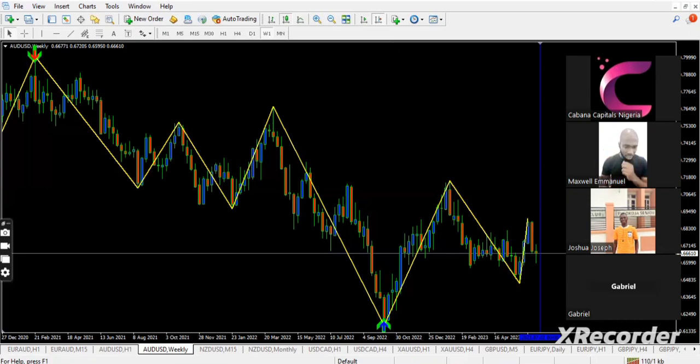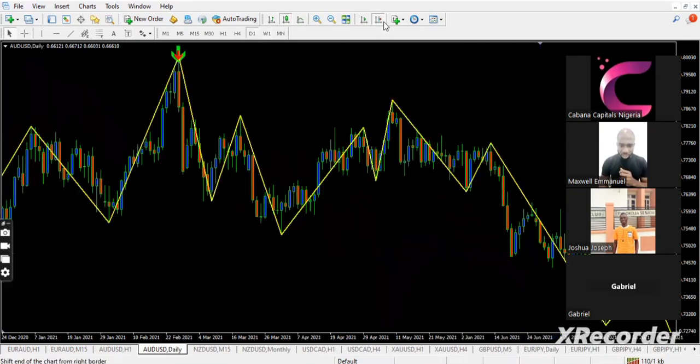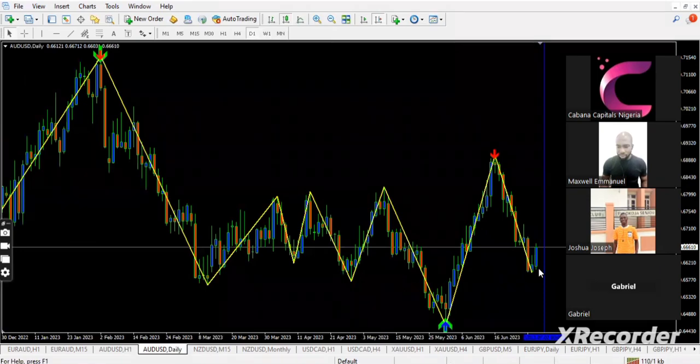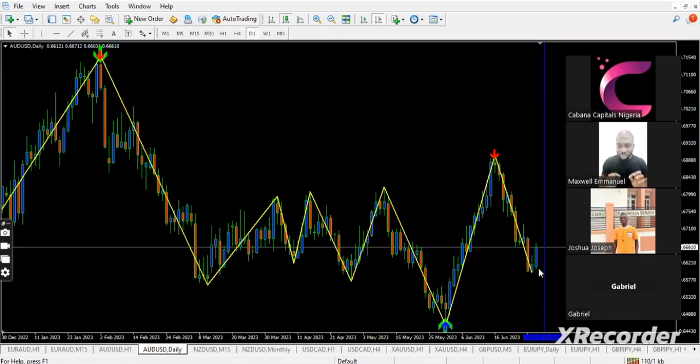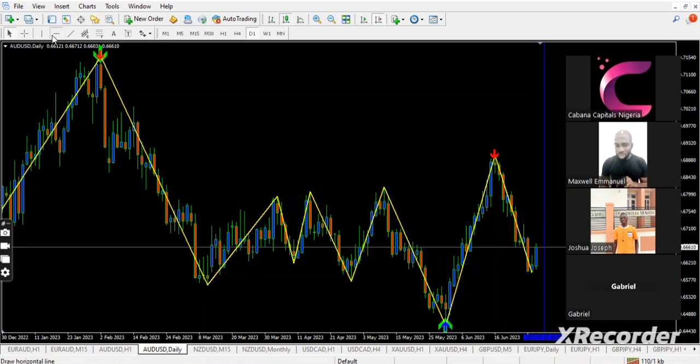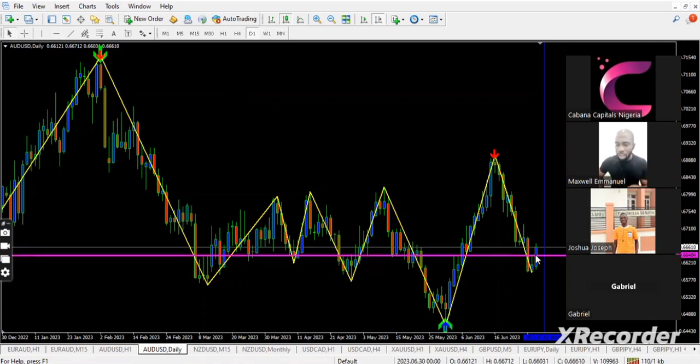Okay, so let's go down to daily and see what we have. At the moment, Australian dollar USD is bullish. You cannot sell Australian dollar USD. This is a bullish setup. If you want to sell, as you see here, what we have is an inverted hammer, which indicates change in trend. The next candle closed above the high of that inverted hammer. That is a strong indication that we have more buyers in the market than sellers. So you cannot sell with what we have here.